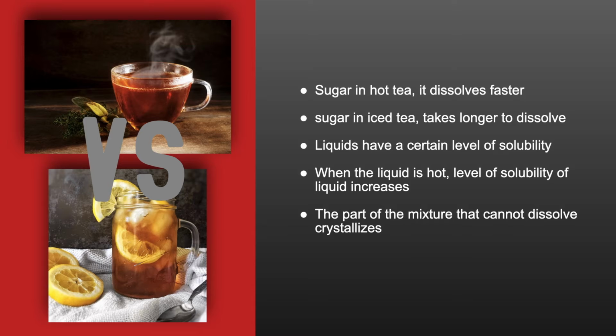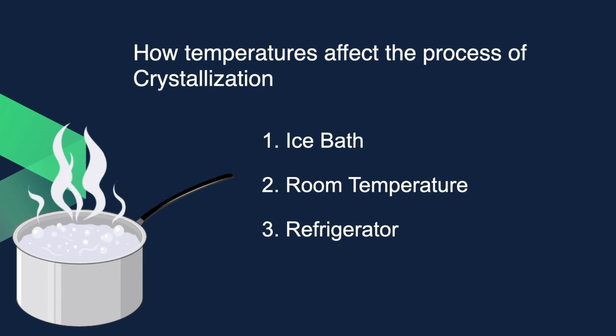I wanted to see how temperature would affect the process of crystallization. So for my experiment, I boiled water and I added borax until it stopped dissolving. Then I poured an equal amount into three different glasses with string hanging in each glass. Then I covered each glass with plastic wrap and put one glass in an ice bath, one glass in a refrigerator, and one glass on a windowsill in room temperature.